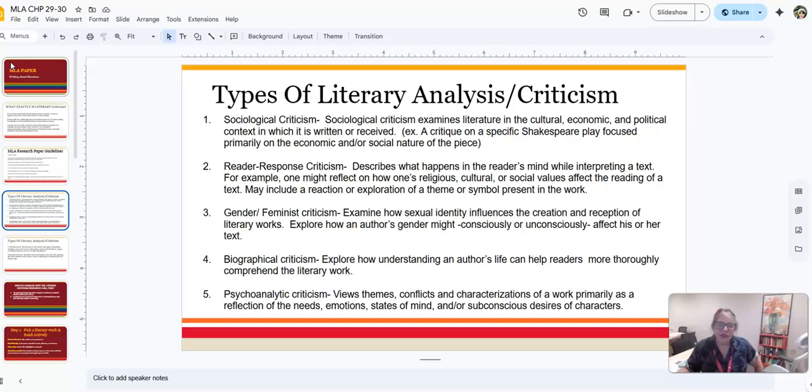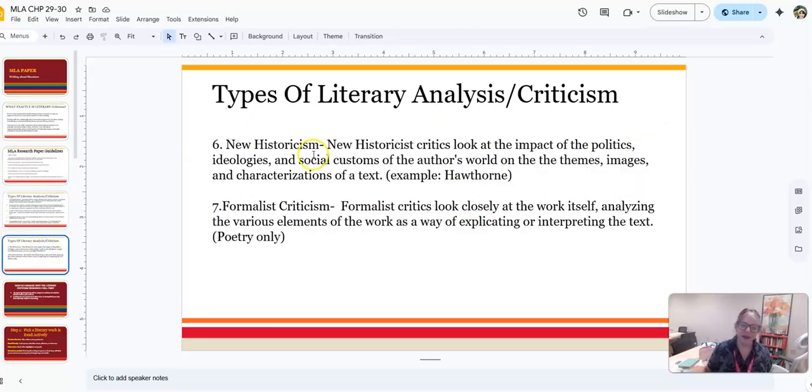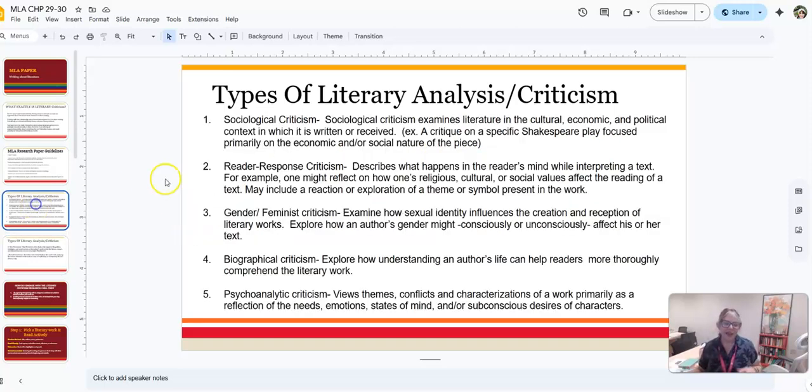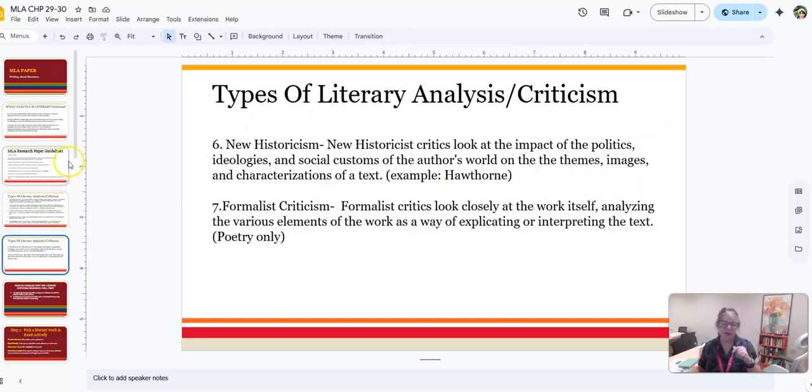Psychoanalytic criticism, for this one, you could diagnose the governess with schizophrenia, and you could research schizophrenia. You could go through the text and find quotes where she's exhibiting signs of that, symptoms, those types of things. The next two are new historicism and formalist. Formalist is for poetry. New historicism looks at the impact of politics, ideologies, and social customs of an author's world. So again, that kind of floats into your sociological criticism a little bit. These two kind of melt into one another.